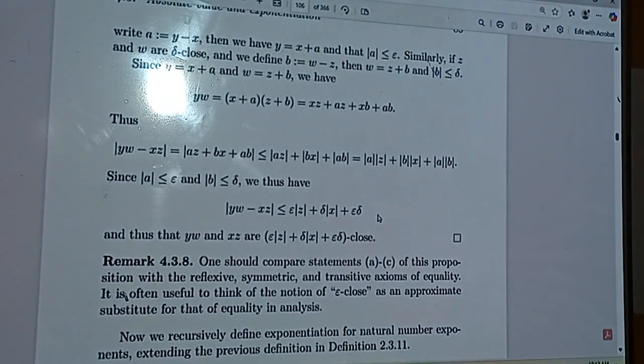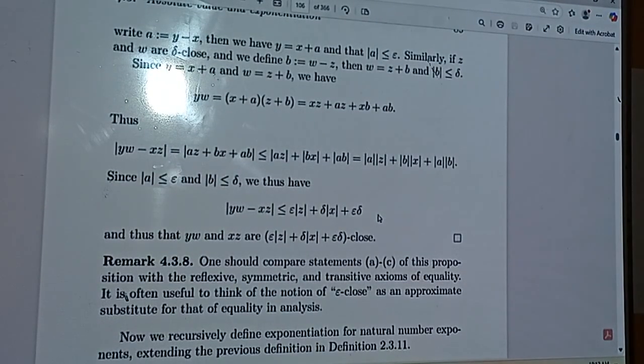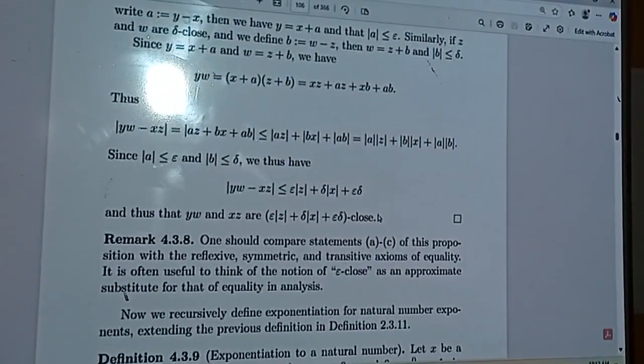One should compare statements A to C of this proposition with reflexive, symmetric and transitive of equality. It is often useful to think of the notion epsilon-close. It's an approximate substitute for that of equality in analysis.